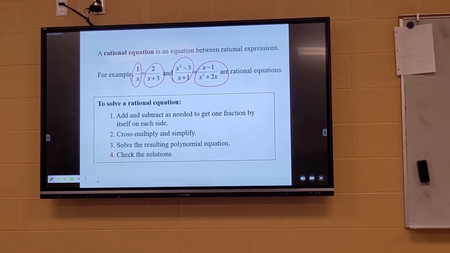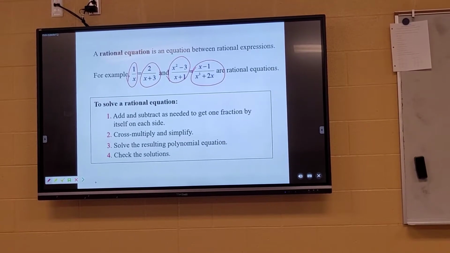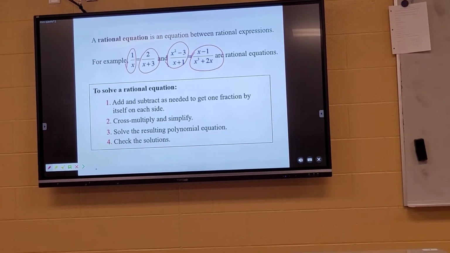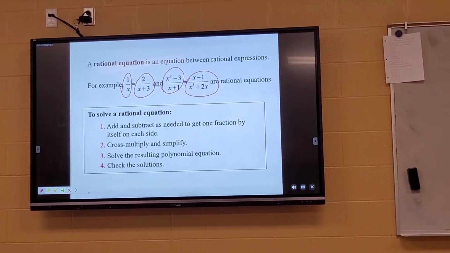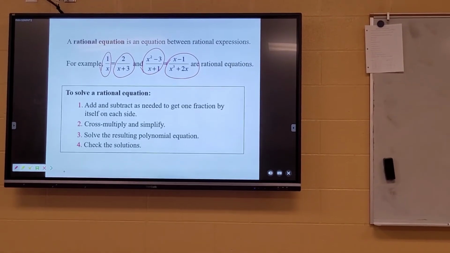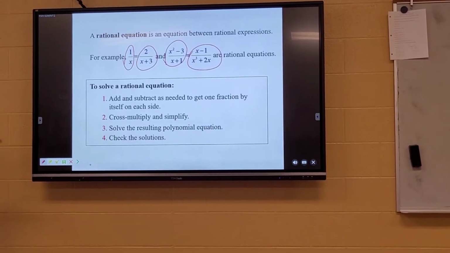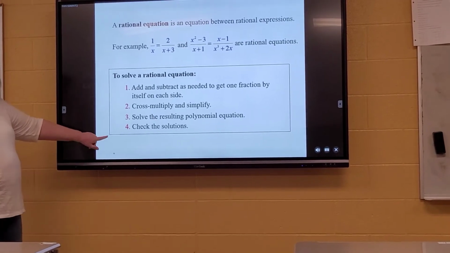Step two, I'm going to cross multiply and simplify. Step three, I need to solve the resulting equation, which usually has an x squared in it, so I might have to factor. Not all the time, but lots of times we're going to have to factor. And then we want to go back and check the solutions, especially making sure we're not dividing by 0.